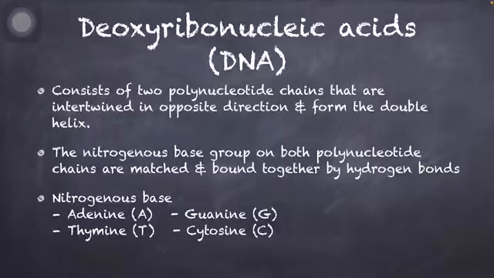DNA consists of two polynucleotide chains that are intertwined in opposite directions and form the double helix. The nitrogenous bases on both polynucleotide chains are matched and bound together by hydrogen bonds. So there are 4 nitrogenous bases, which are adenine A, thymine T, guanine G, and cytosine C. Adenine will pair with thymine, while guanine will pair with cytosine.